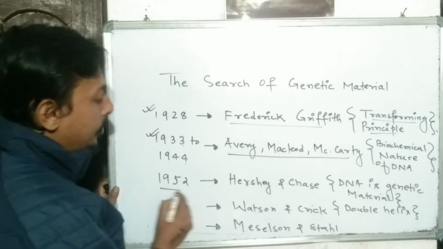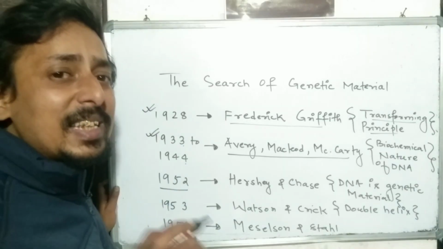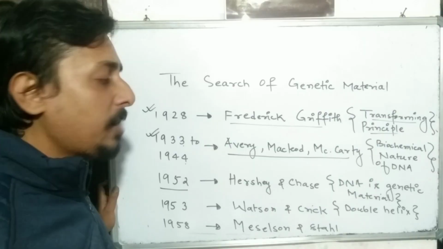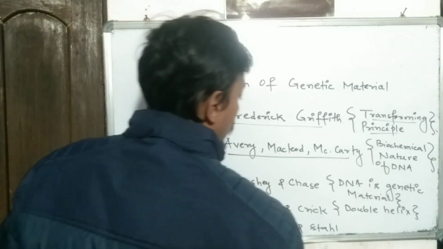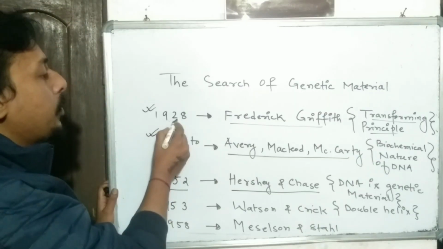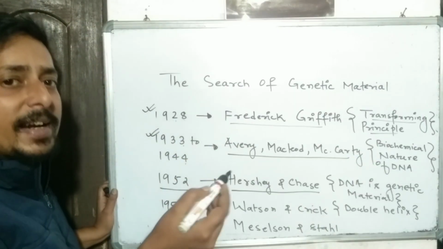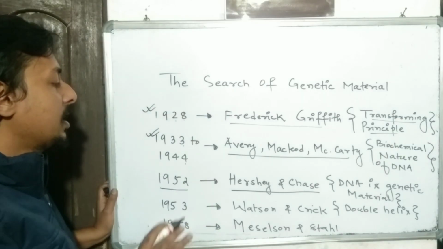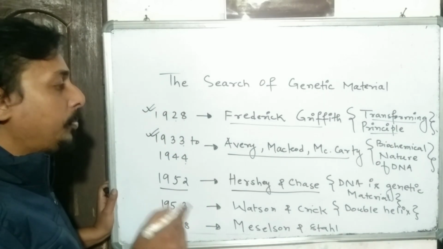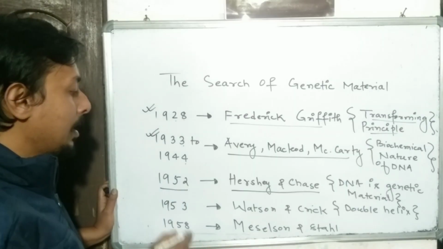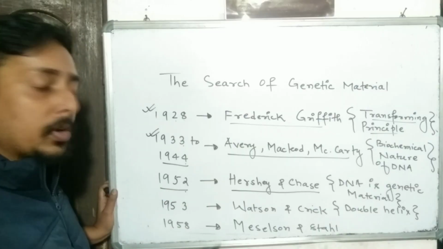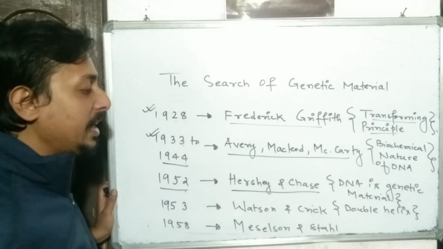So, in 1952, the proof that DNA is the genetic material, exactly and univocally, was given by 2 scientists called Hershey and Chase. So in 1928, someone showed that something called genetic material exists. That fact was established. Then the nature of the genetic material was searched for. People suspected that it is DNA. That went on till 1944. Then in 1952, it was confirmed that it is DNA by Hershey and Chase.